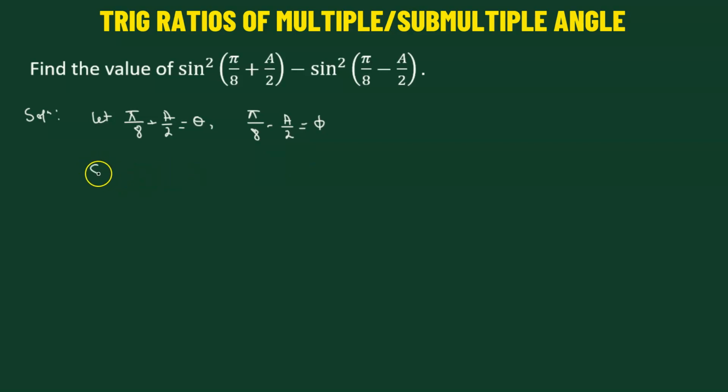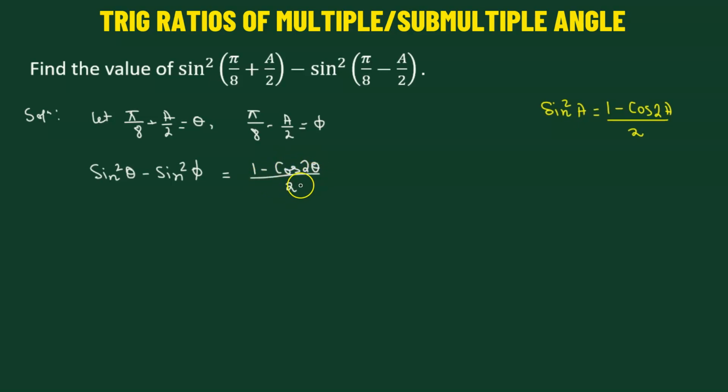That means we now have the trigonometric expression given by sine squared theta minus sine squared phi. This will become easier to compute. Sine squared A is given by 1 minus cosine of 2A divided by 2. So sine squared theta can be expressed as 1 minus cosine of angle 2 theta divided by 2, minus sine squared phi, which can be expressed as 1 minus cosine of 2 phi over 2.